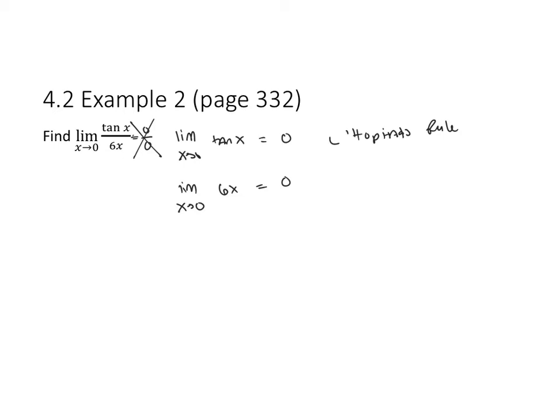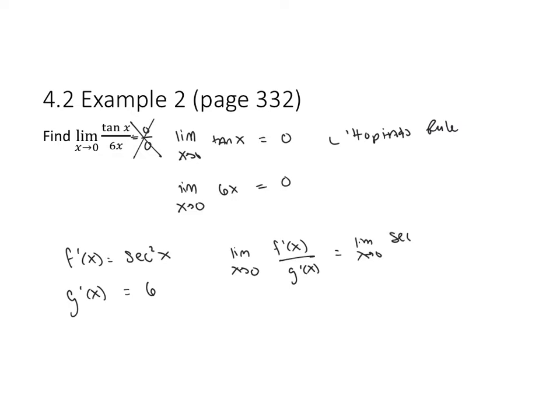Okay, so now let's take L'Hopital's rule. L'Hopital's rule tells us that I can take the derivative of the numerator. So my f prime of x, the derivative of tangent, is secant squared x, and the derivative of the denominator, the derivative of 6x, is just 6. So now I have the limit as x goes to 0 of f prime of x over g prime of x. So the limit as x goes to 0 of secant squared x over 6.